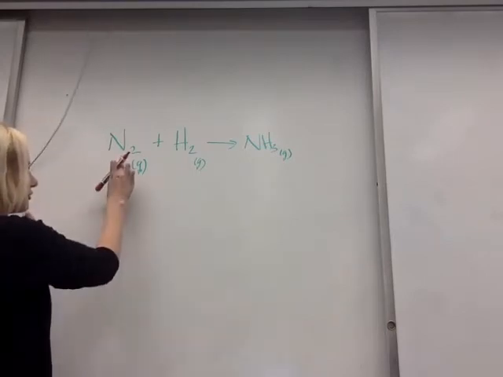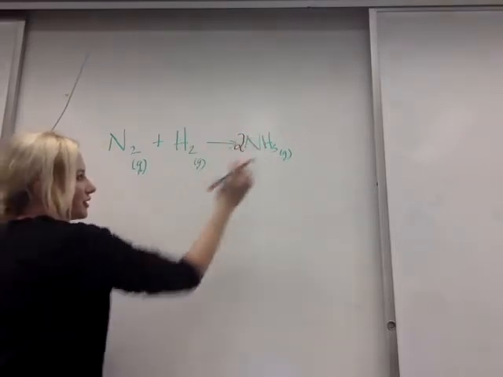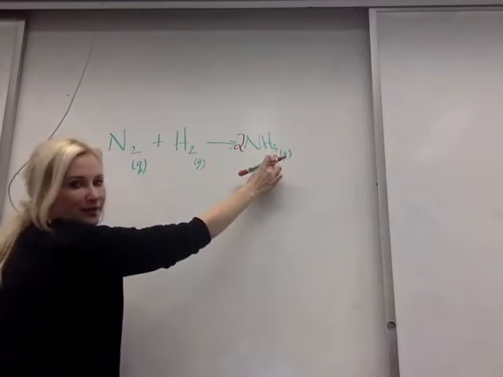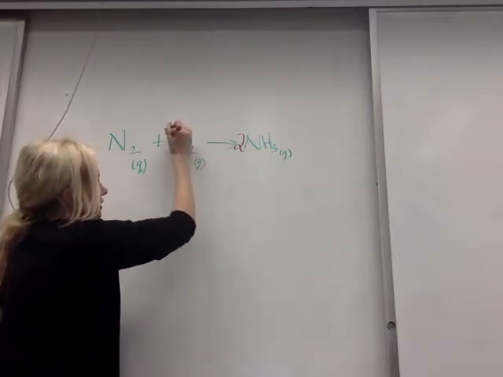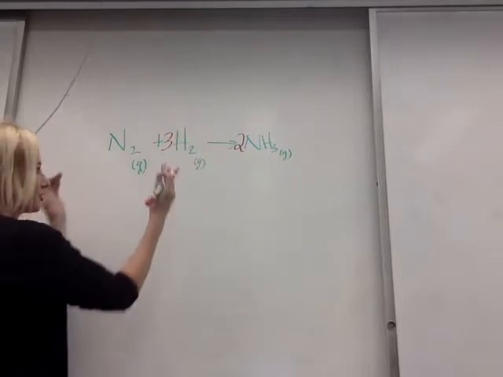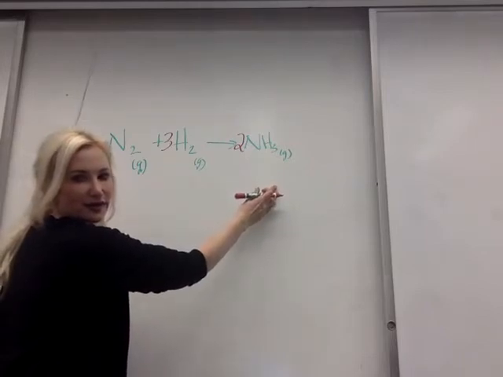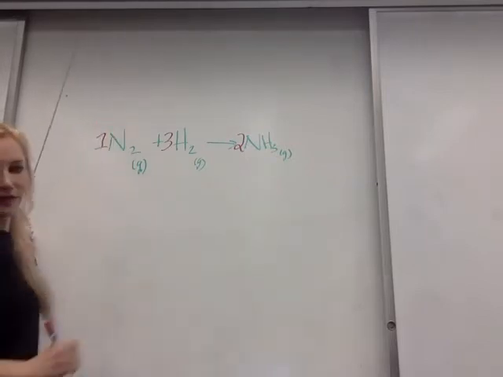So we have 2 nitrogen here. We need to put a coefficient here to make 2 nitrogen. That makes 2 times 3. It makes 6 hydrogen atoms. So we need to put a 3 here, and then 3 times 2 is 6 hydrogen atoms. So each side, the reactant side and the product side, is now balanced. And we don't always write a 1 here, but there is a 1 there.